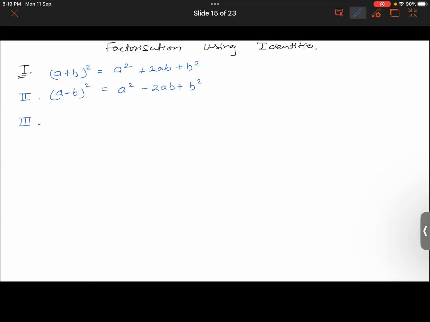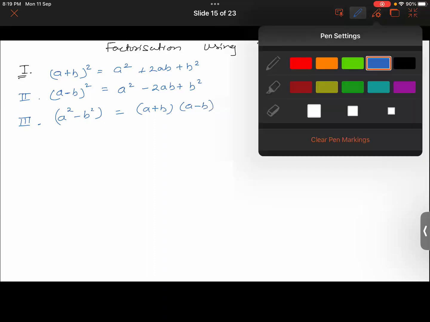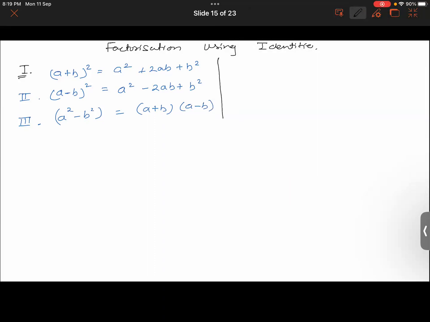Third one. First, you have to write the left part of the identity. So it was a square minus b square. You can write it like this: (a plus b) multiplied by (a minus b). I hope you will remember all these three identities which are very important. You have to memorize these three identities and these will be used right now.